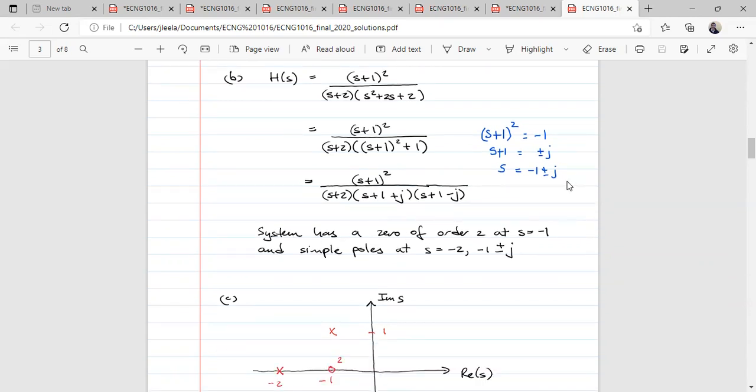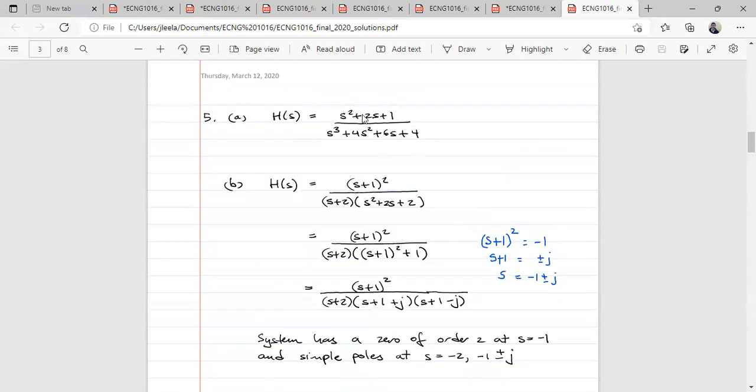Which means your poles will be S equal to minus 2 and S equal to minus 1 plus or minus j. So you have three simple poles, and the poles are the zeros of the denominator.